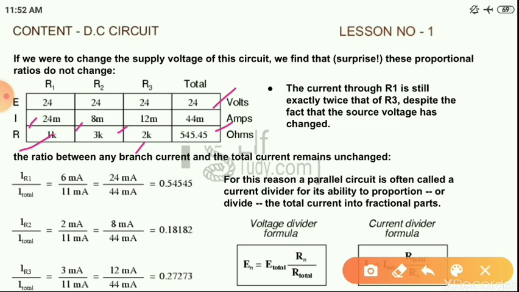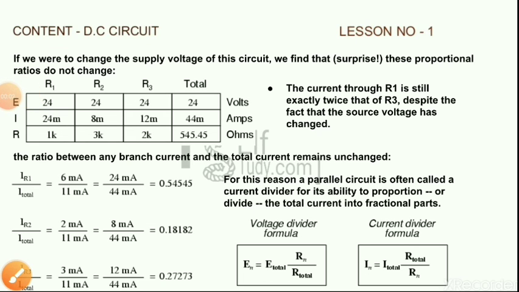In the previous circuit, 6 milliampere was the current flowing through the R1 resistance and the total current was 11 milliampere, and in this circuit the R1 current is 24 milliampere and the total current is 44 milliampere. So the ratio remains unchanged for the three resistances. For this reason, a parallel circuit is often called a current divider for its ability to proportion or divide the total current into fractional parts.